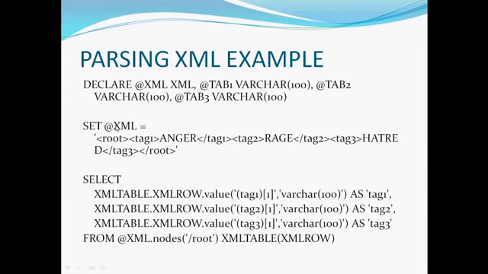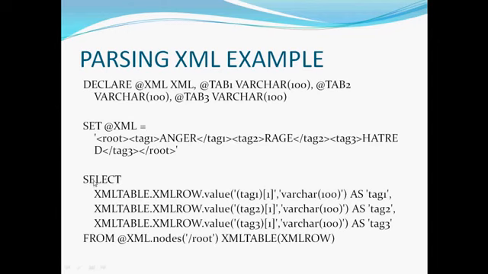As you can see, I set the XML variable to the XML input I made. It has a root tag of root. The first tag, tag 1, is anger, tag 2 has the value of rage, and tag 3 has hatred in it. Angry words, right? But I was reading a book, so I got that out of the book. It was just about this character I was reading about. So basically, I have these tags, and I want to get these values from these tags using SQL.